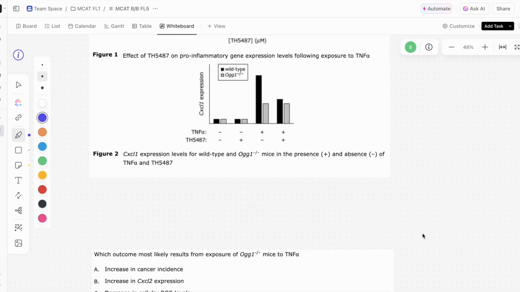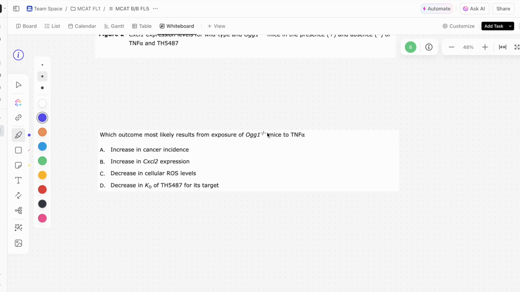So let's take a look at the answer choices here with that in mind. So when we have a mouse that is essentially none of this gene right here, this OGG1 gene, right? Because both chromosomes are lacking this gene. When we have these kind of mice and we expose it to TNF alpha, what do we expect? Let's take a look at A. It says an increase in cancer incidence.